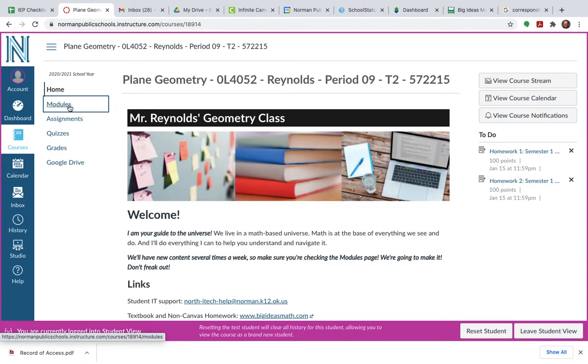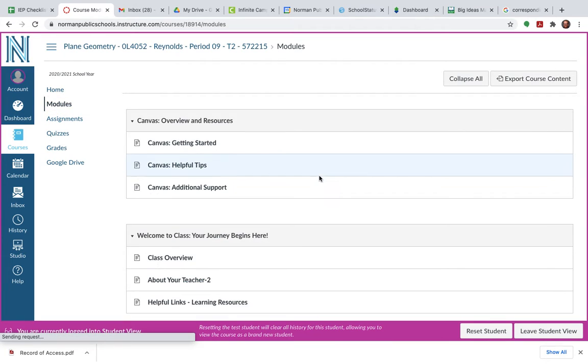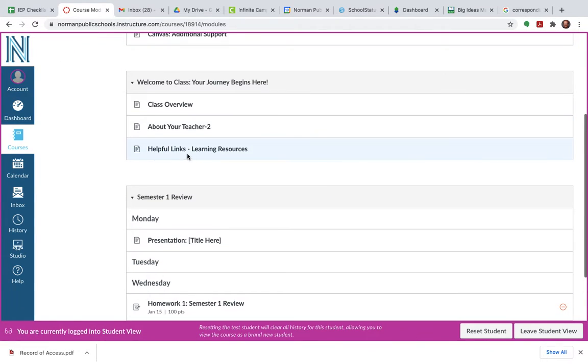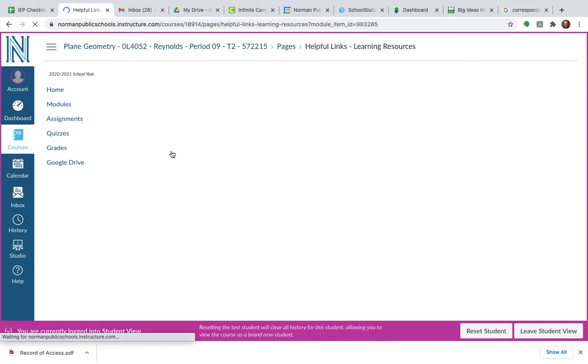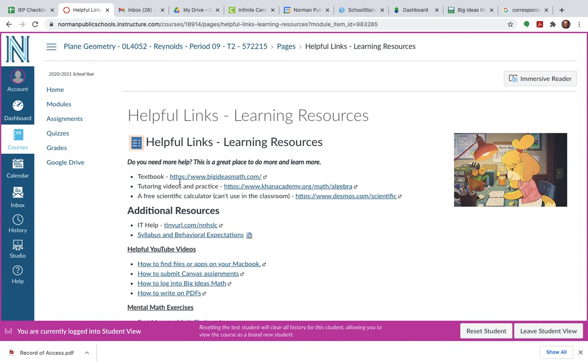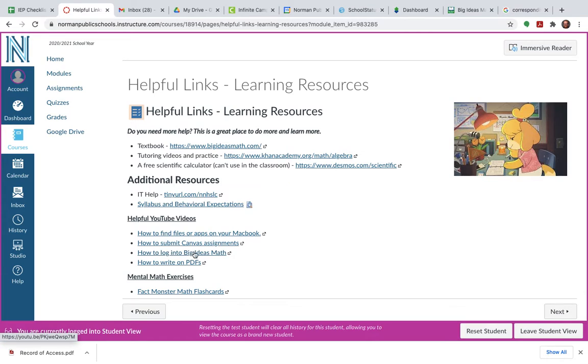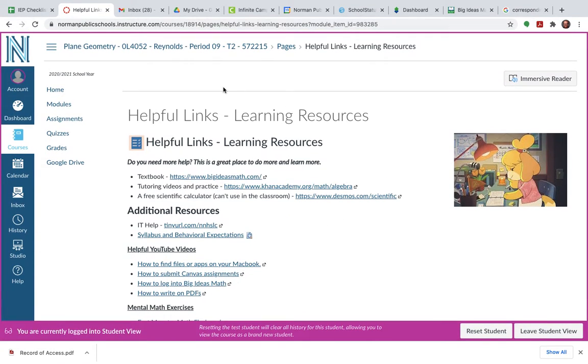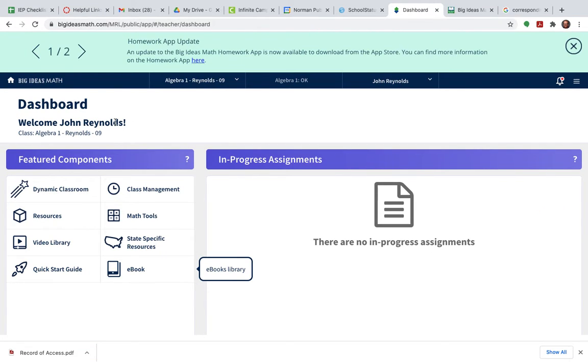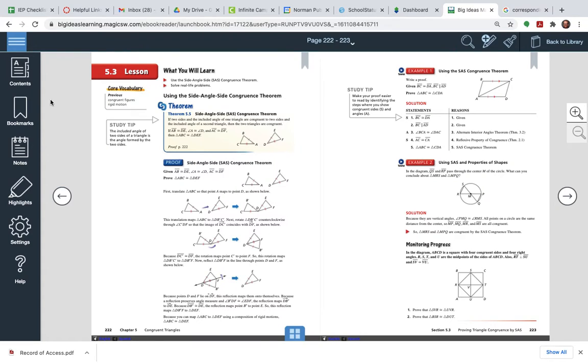Let's go into the modules really quick, which is mostly empty. If you need help logging in, the helpful links and learning resources, here's your textbook. Here's a video on how to log into Big Ideas to see your e-textbook. And that should take you back to this dashboard. You've got a big old giant button down here that says ebook. Make sure and log into your geometry textbook.